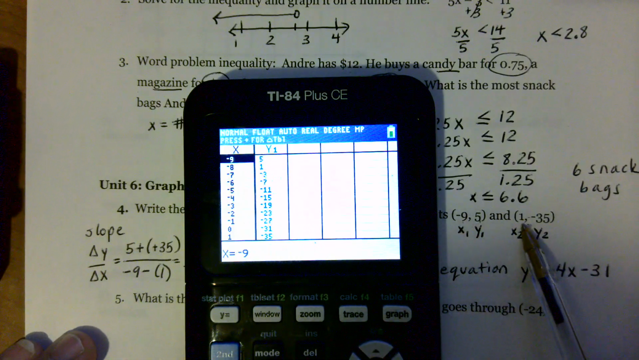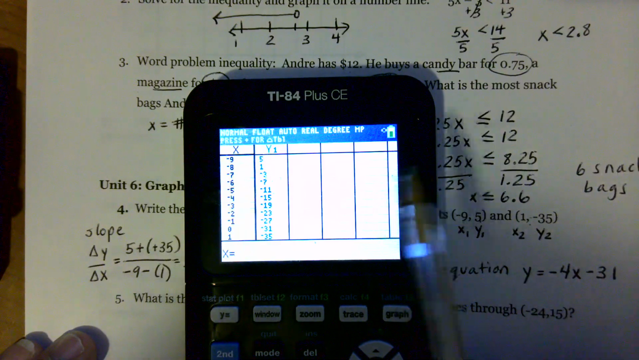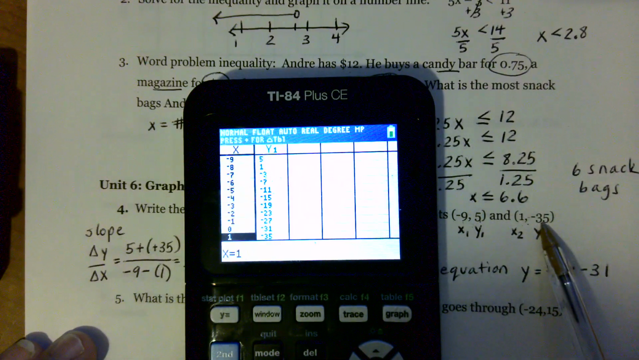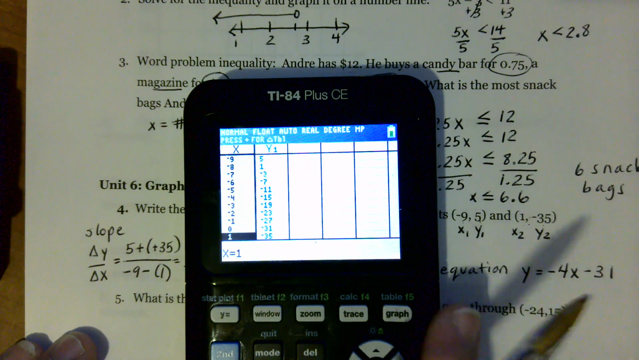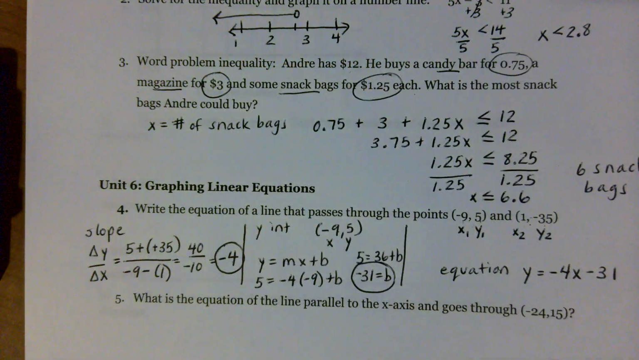Let's find out when x is 1. Go all the way down to 1 here, and the y value is negative 35. So I know my equation is correct.